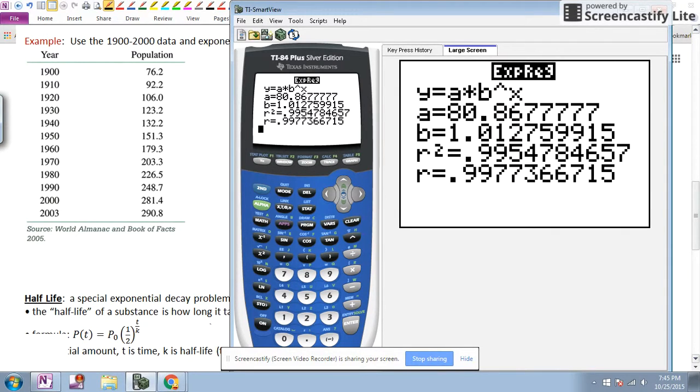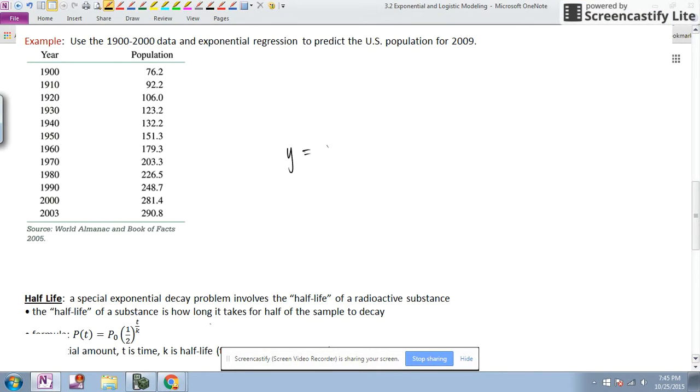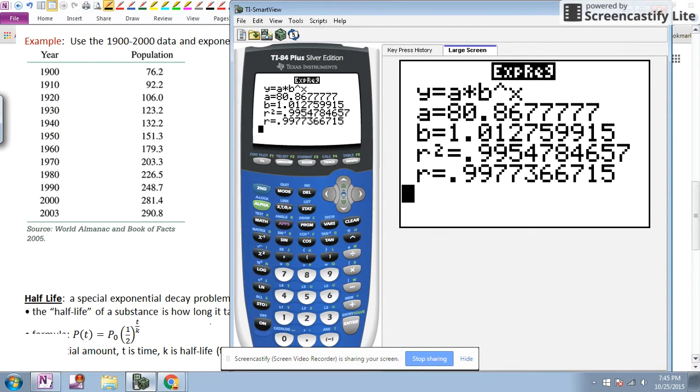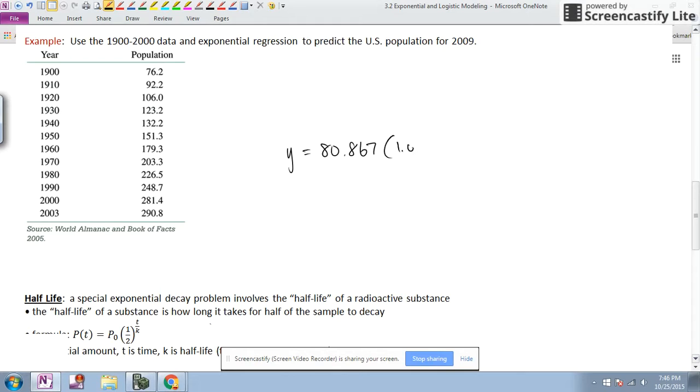Look at that. A beautiful equation, Y equals 80.867 times 1.01276 to the x power. That's the equation the calculator gave me.